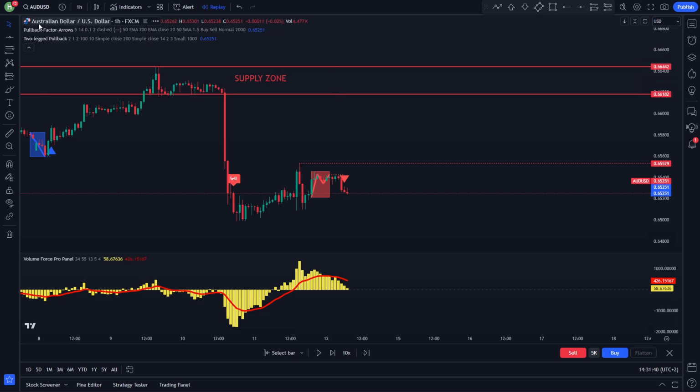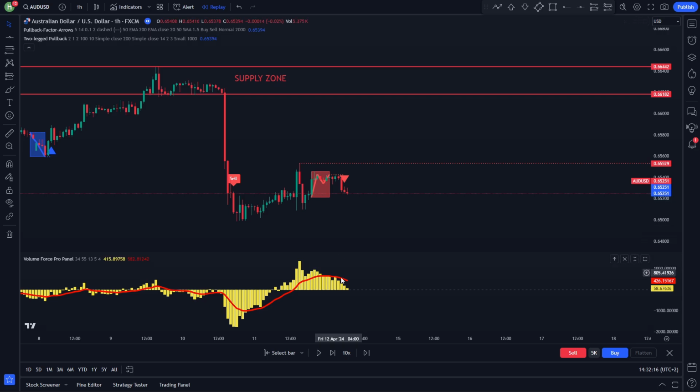For this example, I've selected the Australian dollar against the US dollar in the hourly time frame. From the chart, we can see that we had a major sell-off in the pair before entering a short consolidation period. This consolidation period is also known as a pullback. After this pullback, we can see that the pullback factor arrows have given us a sell alert. After we receive the sell alert, we are waiting for another sell confirmation from the two-legged pullback indicator.